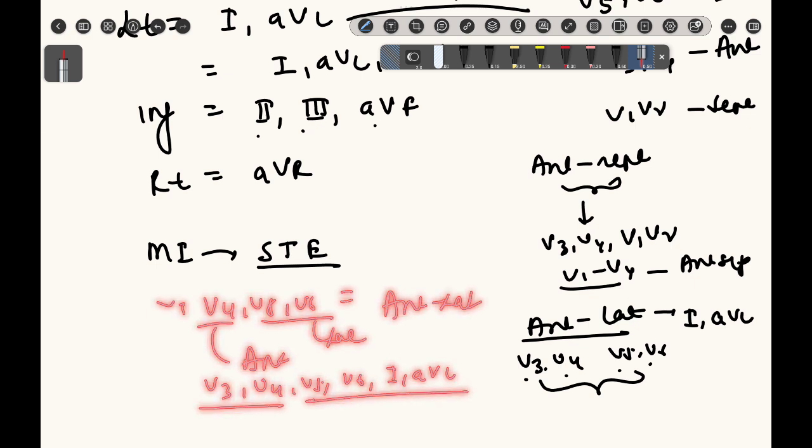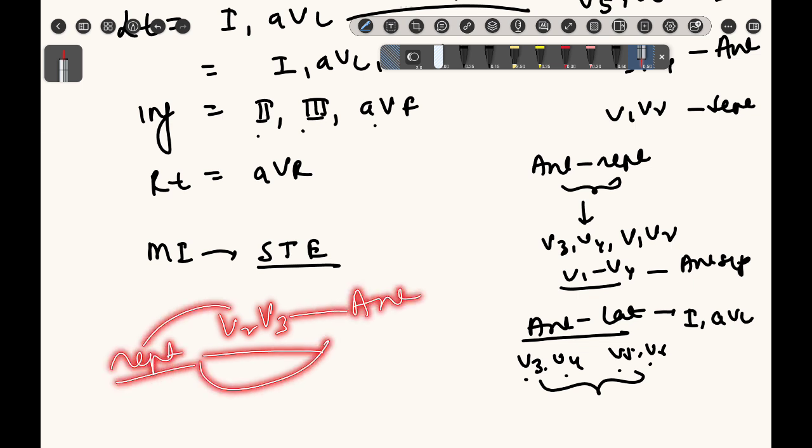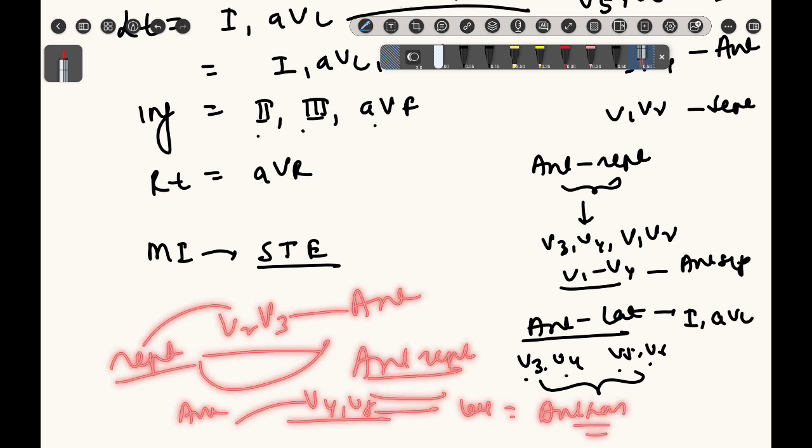If they ask you a question that the ST segment elevation was seen in lead 2 and lead 3, it's simple, it is the inferior wall. If the changes are happening in V2 and V3, then V2 is for septum and V3 is for the anterior wall, so it must be an anteroseptal wall MI. If it was happening in V4 and V5, then V4 is for the anterior wall and V5 is for the lateral wall, so it must be an anterolateral wall MI. I think you got some idea about it.